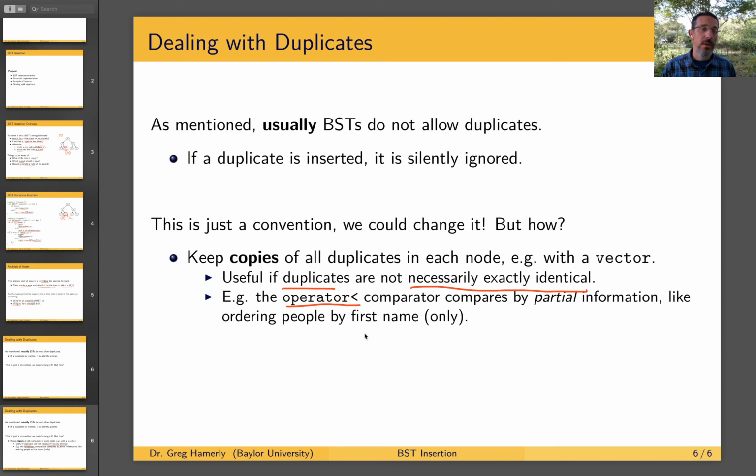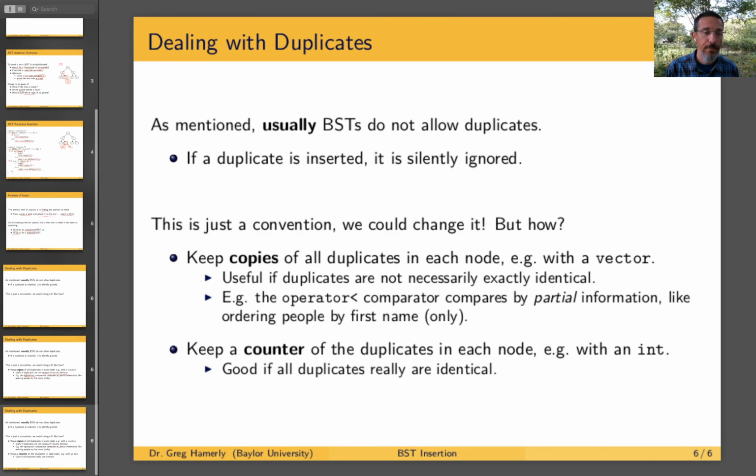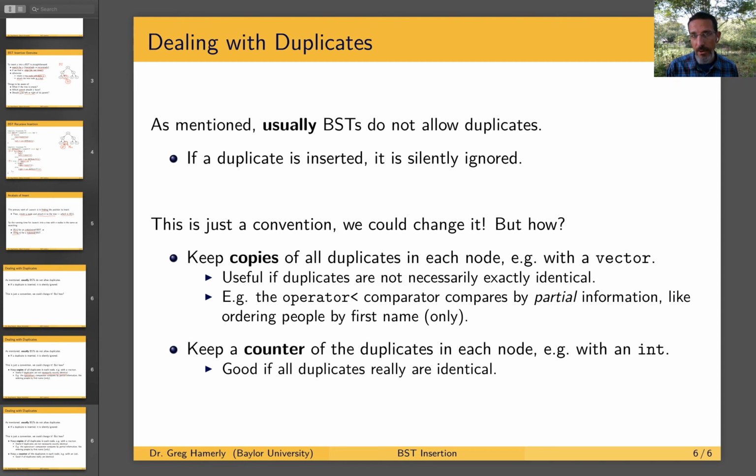So the question is really, does the operator less than take into account all the information needed for completely disambiguating different objects, or is it only a method of sort of quickly finding people named Susie or George or Fred or whatever? Okay. The other method that we could have for keeping duplicates is we could keep a counter of the duplicates with an integer.